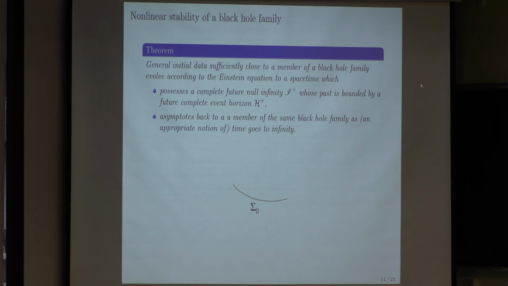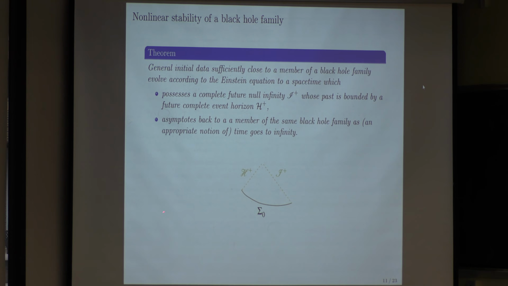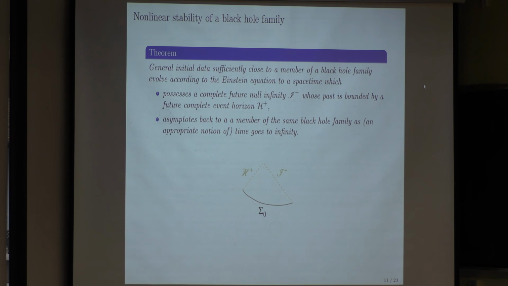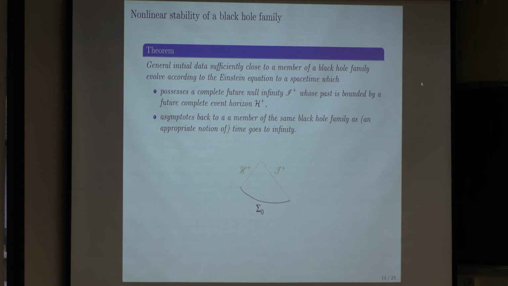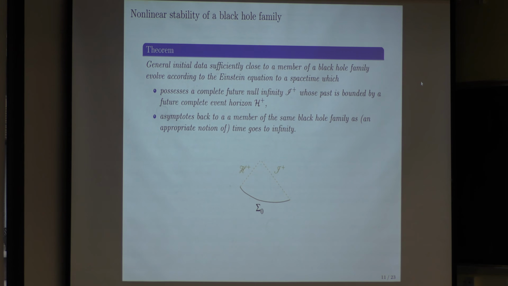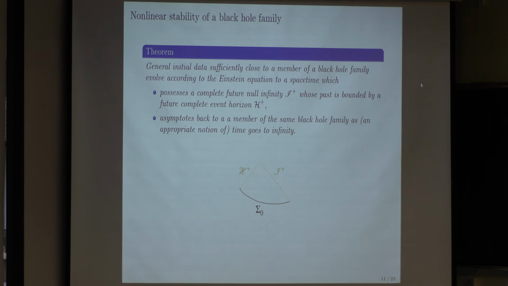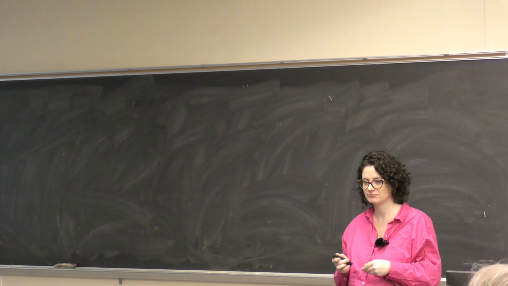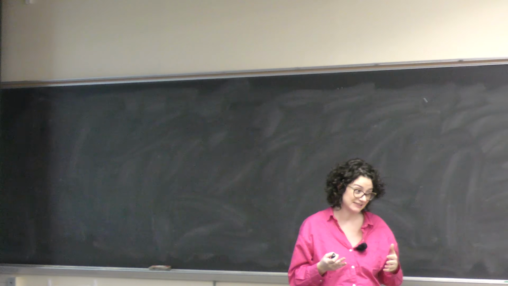After many, many pages, you want to show that what you get has the same form as what you had before. So it still has an event horizon, it still has an infinity like that, and all the geometrical quantities asymptote as time goes to infinity. So if enough time passes, all the geometrical quantities converge at a very specific rate to what you had before. Okay, so this is the theorem. This is the statement. Are there any questions about the statement?